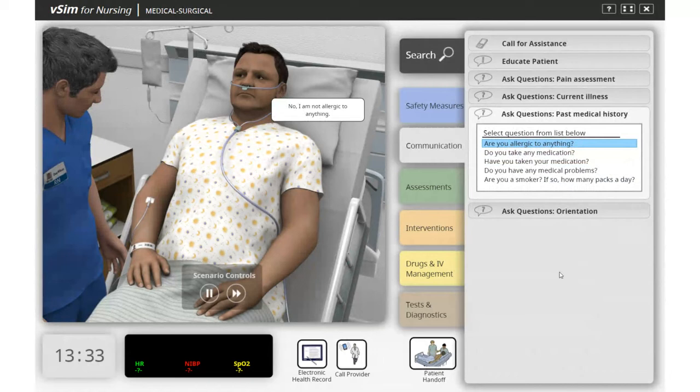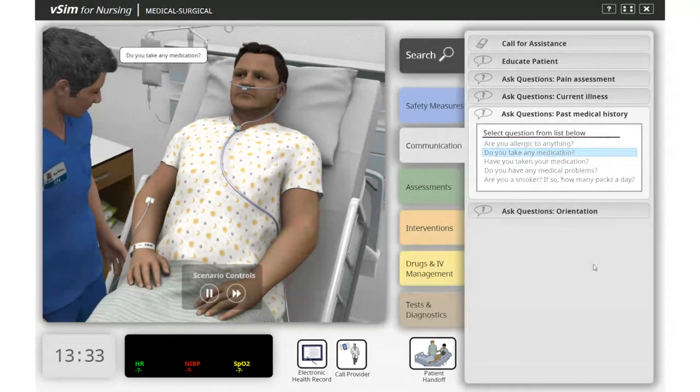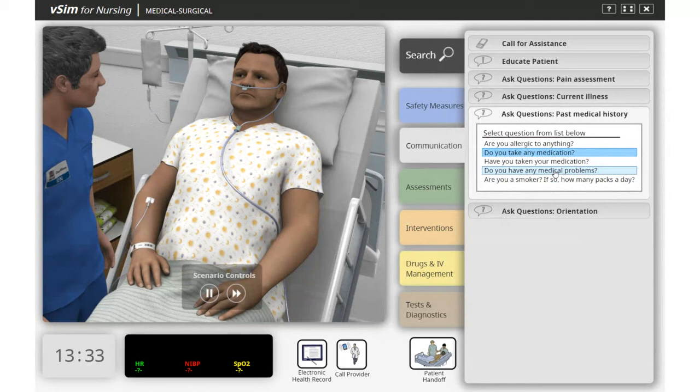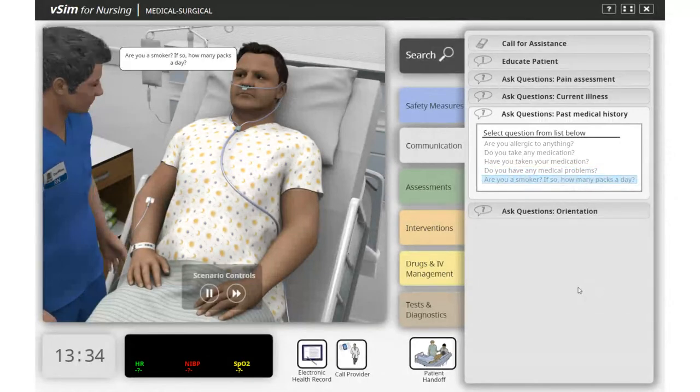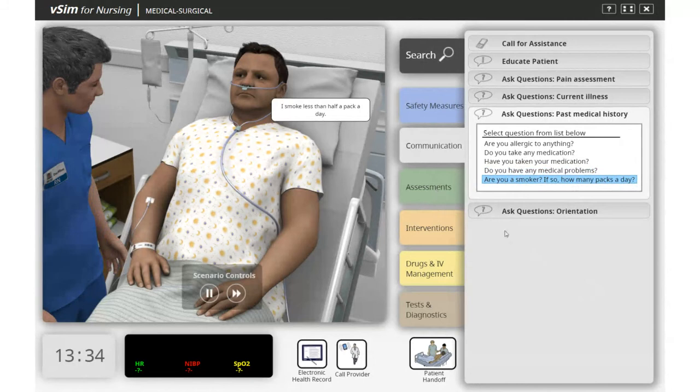No, I'm not allergic to anything. Do you take any medication? I take some pills for my blood pressure. My physician tells me it's too high. Do you have any medical problems? My blood pressure is too high. Are you a smoker? If so, how many packs a day do you smoke? I smoke less than half a pack a day.